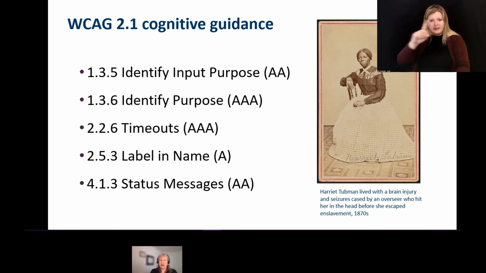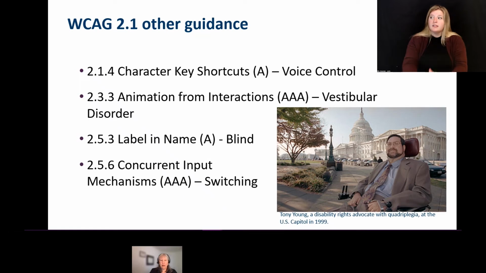If you go to that next slide, the next area is the other guidance that doesn't fall in one of those categories. First of all, character key shortcuts. This does not happen often, but it happened enough that a standard got written, and it's about supporting voice control. If you are creating something with a single letter keyboard shortcut, like you hit the letter A and it does something, you want to let people adjust that. Generally, it's better to avoid it. That's what that guidance is around. It's really to reduce accidental activation when voice control is on.